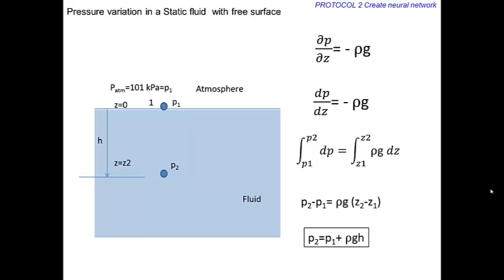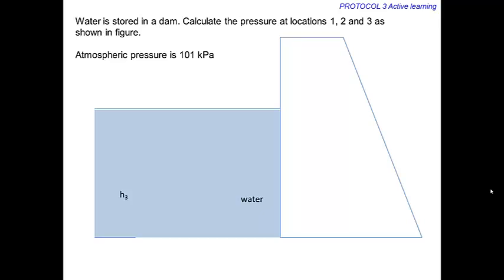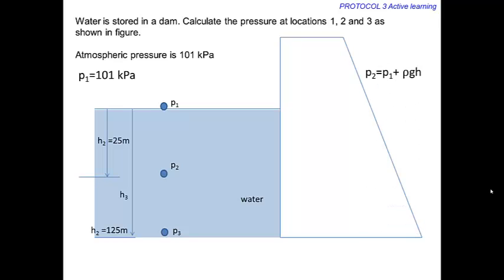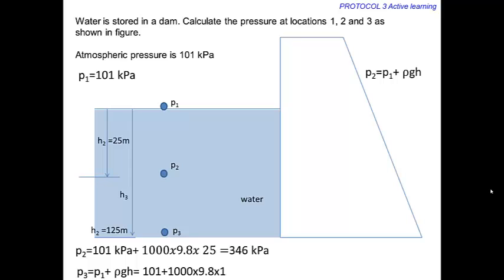Consider a practical situation. Water is stored in a dam as shown in the figure. Calculate the pressure at 3 different locations. We know that pressure at location 1 is the atmospheric pressure. To calculate pressure at a different location, we use the equation derived earlier. Using this equation, we can calculate the pressure at depths of 25 meters and 125 meters. Assume the density of water as 1000 kg per meter cube.